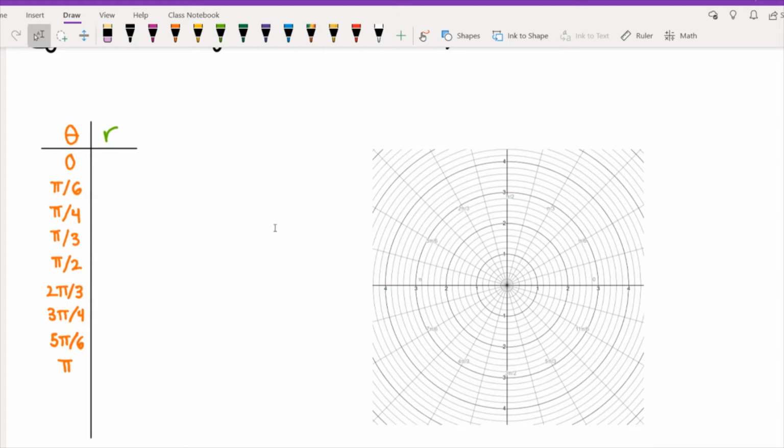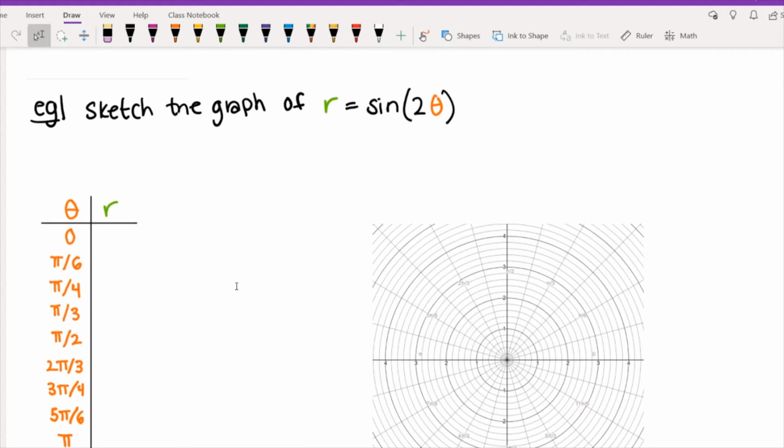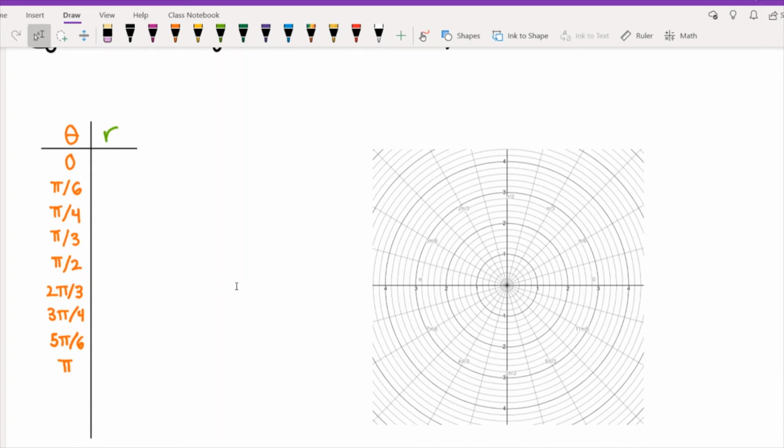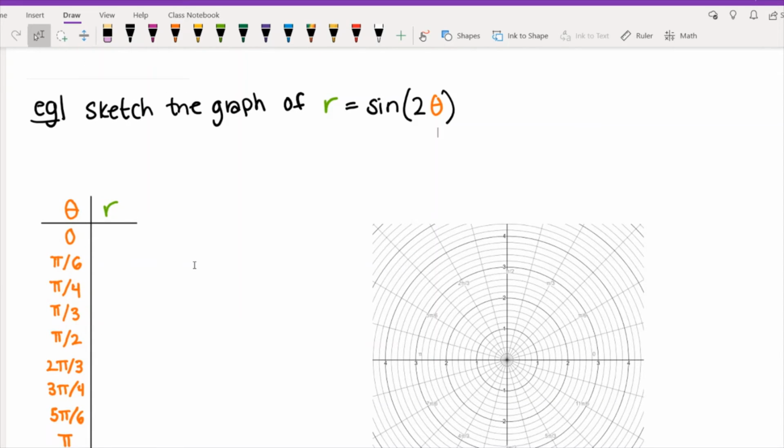So I want to do some of them, and then we'll go to Desmos and use that to see what the rest of the shape of the graph looks like. Okay, so how does this work? Well, we're plugging in this angle theta, but when we go to evaluate sine of the angle, we're actually doing 2 times the angle. So for the first part, r is equal to sine of 2 times 0. In this case, it doesn't make a difference because 2 times 0 is 0. So we just have sine of 0, and that is equal to 0.